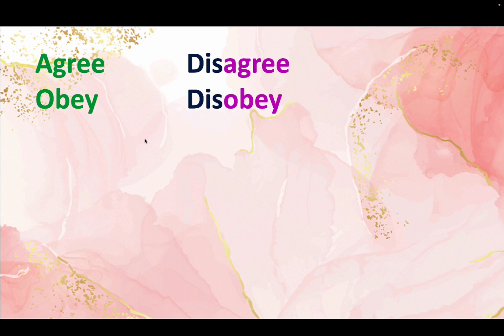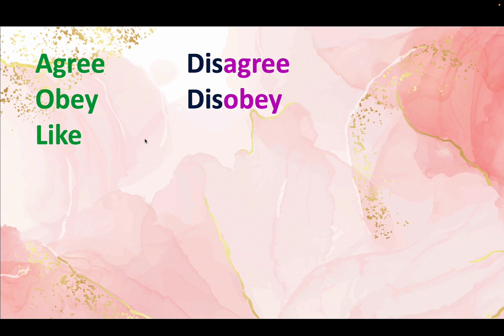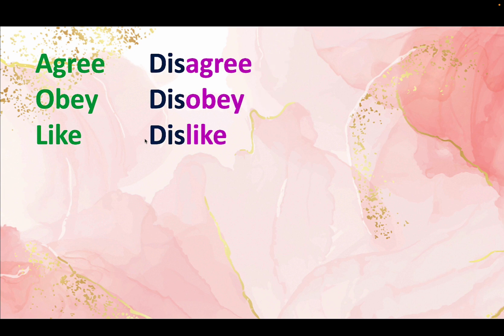Agree. You can agree with somebody, or if you add dis in front of it, you disagree with somebody. Complete opposite. Obey. My children love to obey, usually, but sometimes they disobey. Disobey. Like, dislike. So you can like something or you can dislike it.